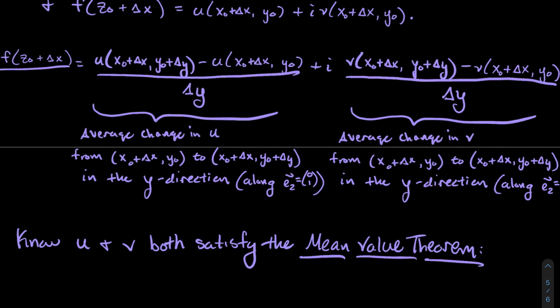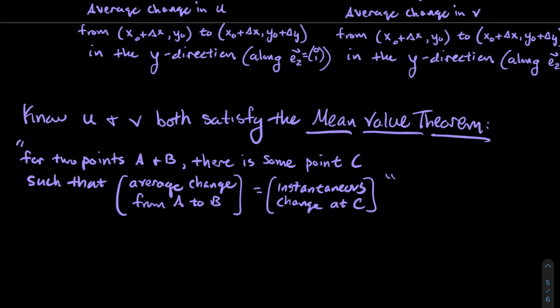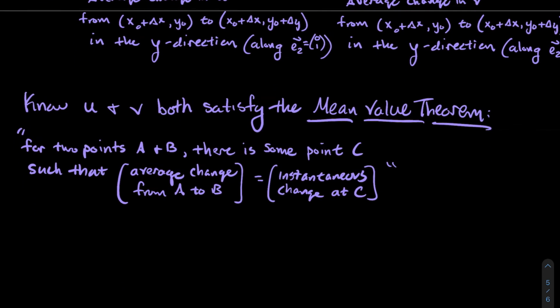And the mean value theorem told me what? So u and v both satisfy the mean value theorem since I can take their derivatives. And what's the mean value theorem say in a nutshell, the gist of it? If you've got 2 points A and B, then there's some point C that's between them such that the average change in your function from A to B is the instantaneous change at C. So again, in Calc 1, it was the relationship between the slope of the secant line and, at some point, the slope of the tangent line.